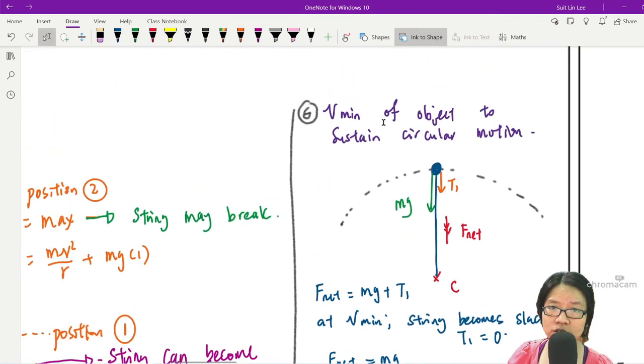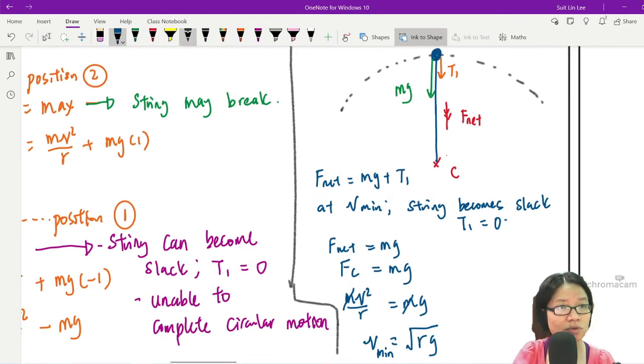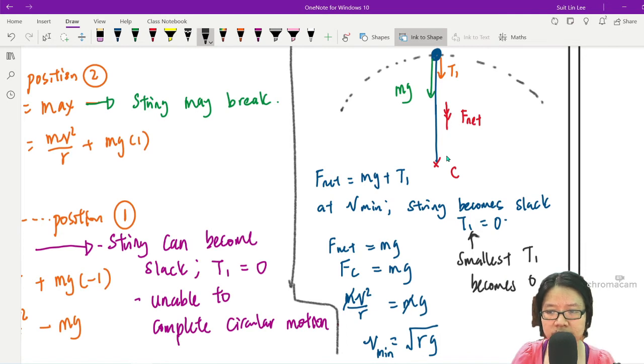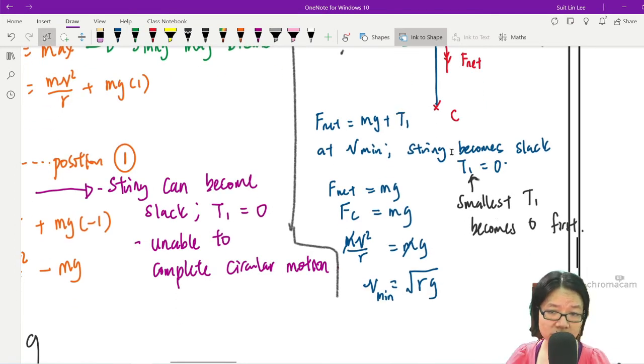So for this minimum speed of the object to sustain circular motion, we will take the top position. And the reason why we take the top position is because this is the smallest tension. So if any one is going to be 0 first, the string becomes slack, T1 is equal to 0. The smallest T will fall first. Smallest magnitude of T becomes 0 first. So if the smallest T becomes 0 first, then the smallest T is T1 at position 1, at the highest position. Okay, so the two limiting factors: if you spin too fast, the string may break. That will be at the lowest position.